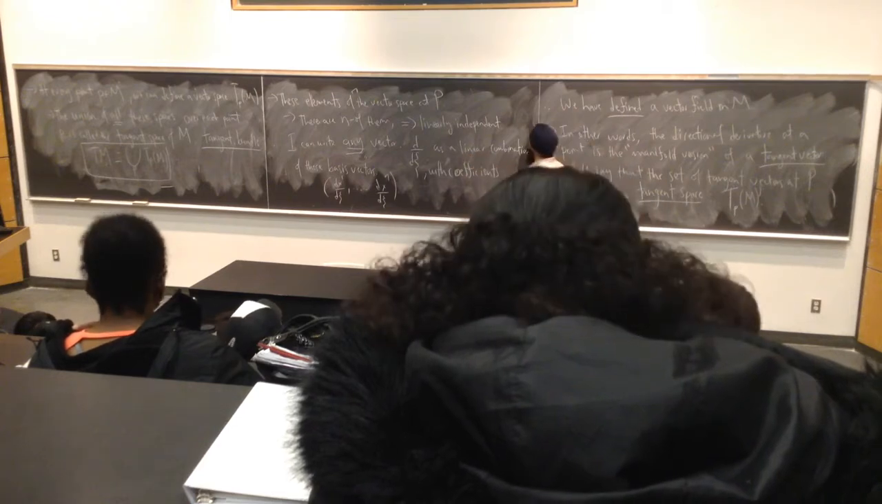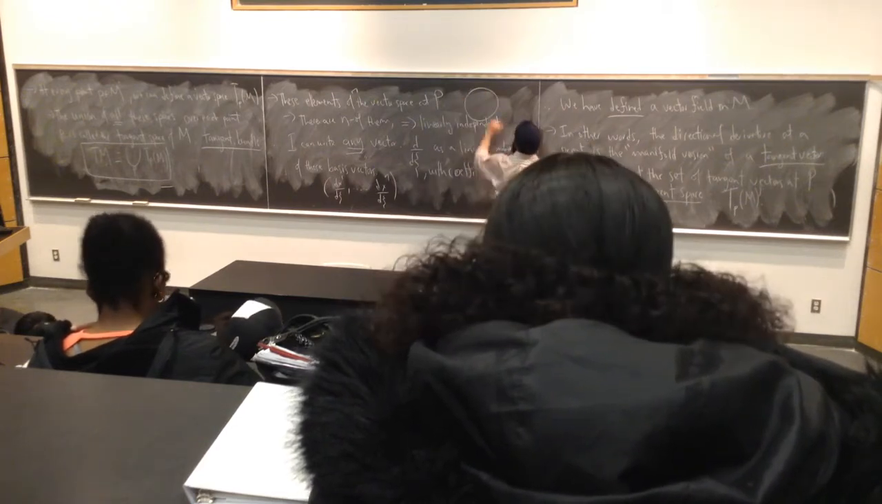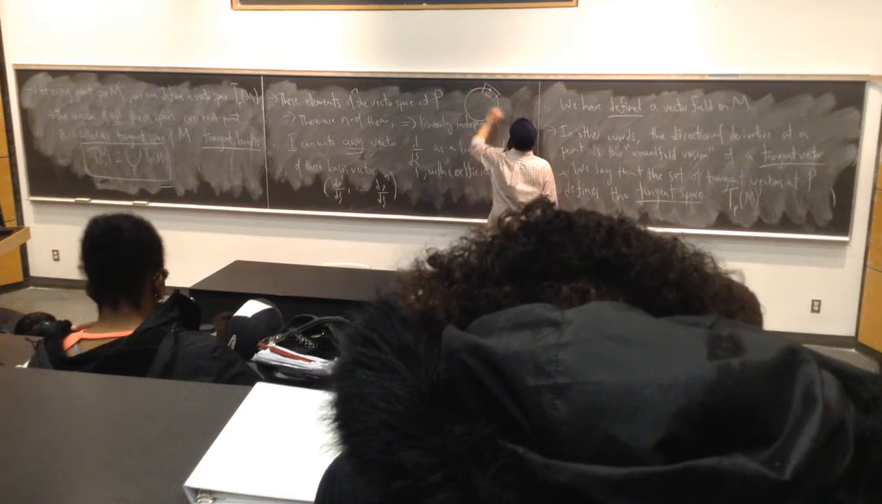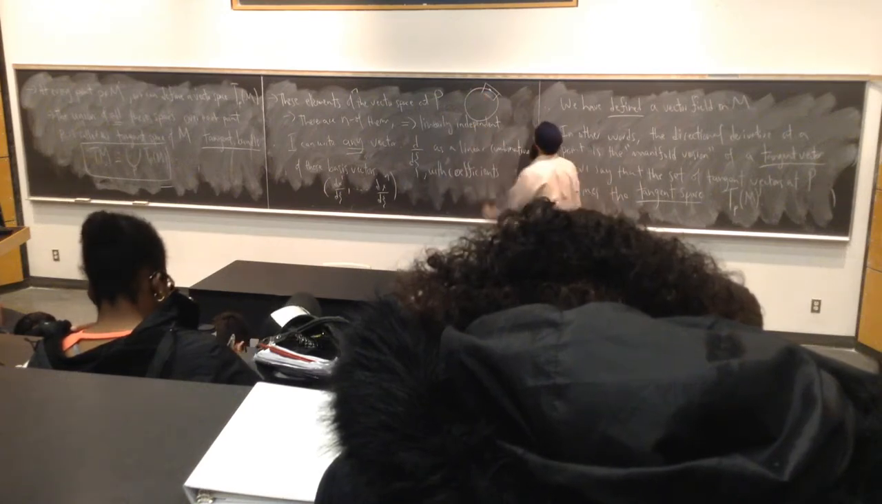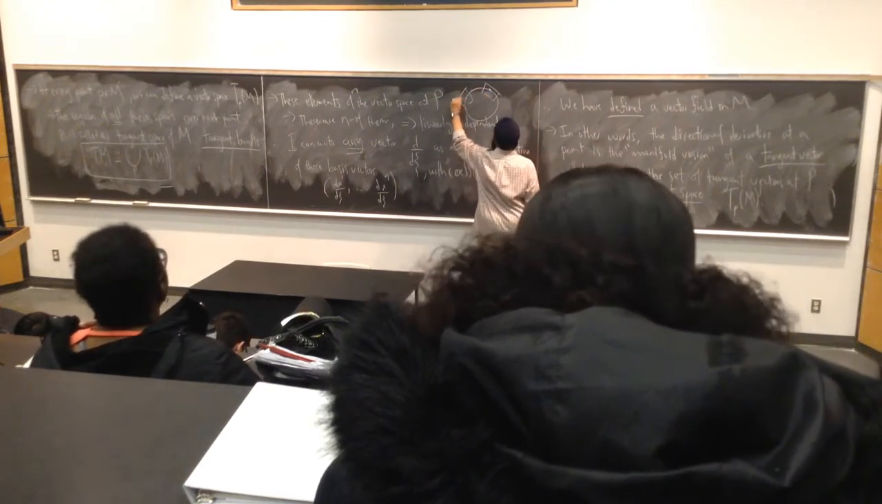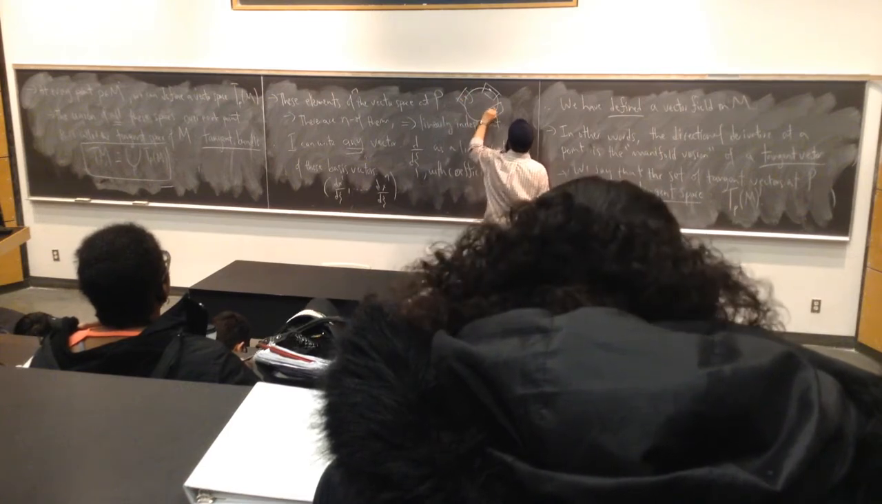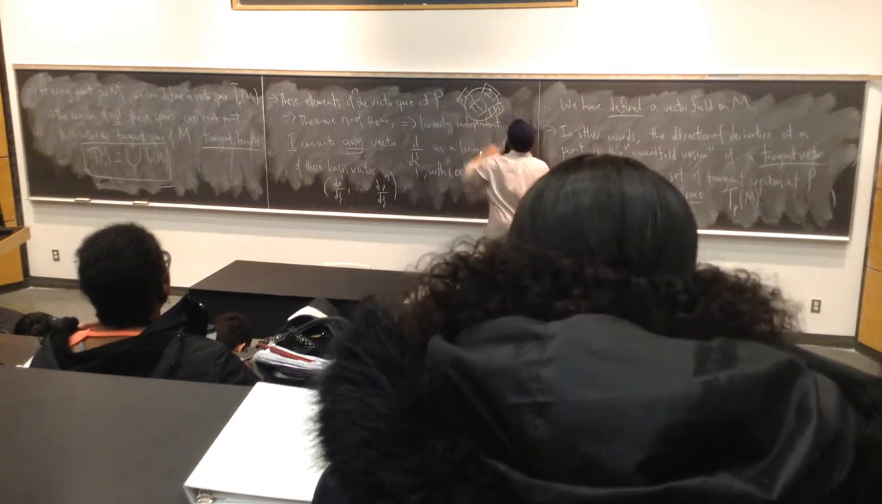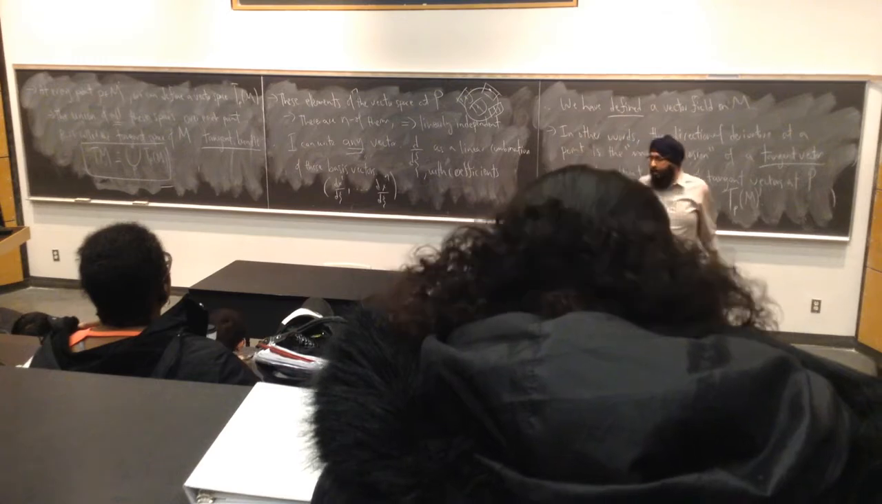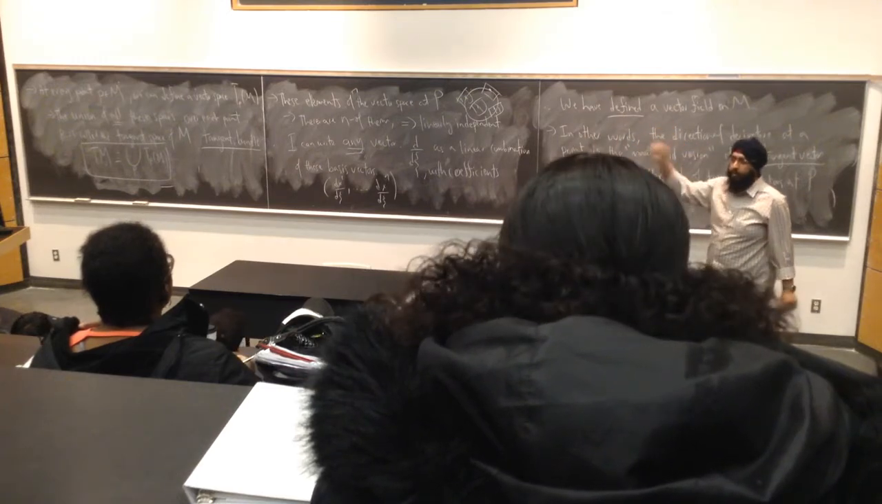Right? So think of your sphere once again. You'll have some tangent space there. You'll have some tangent space there. You'll have some tangent space there. And so, you have infinity. And the collection of all these tangents is the tangent bundle.